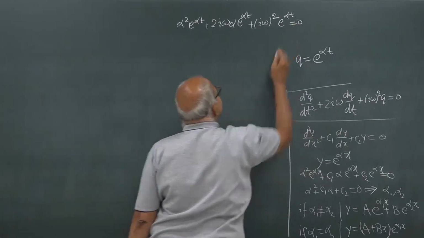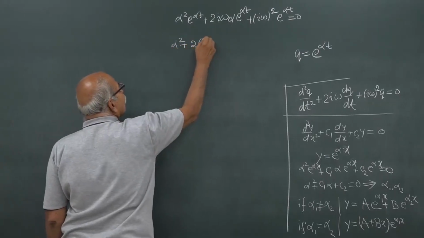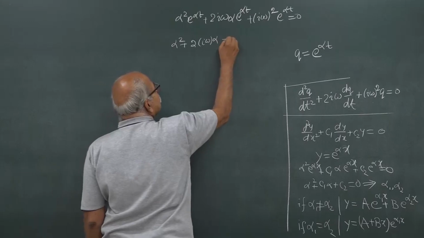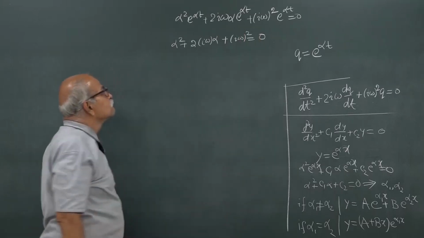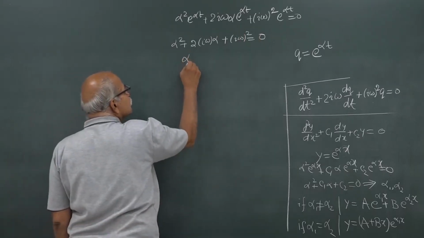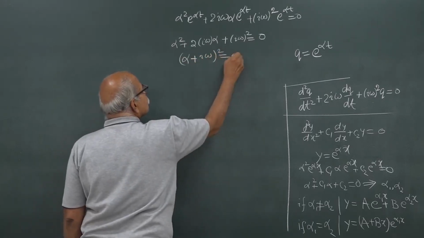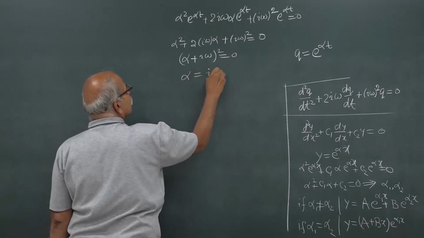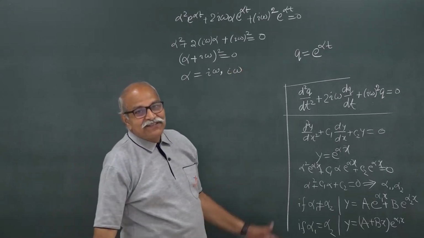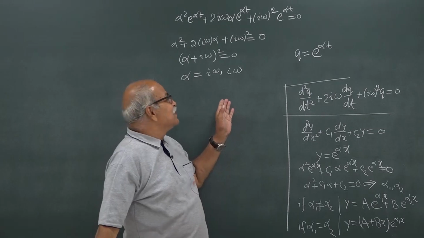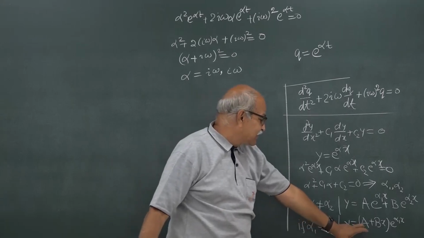So, it gives me alpha square plus 2 times i omega times alpha plus i omega square equal to 0. And that means alpha plus i omega whole square is equal to 0. So, alpha is equal to i omega, i omega. Okay. So, the two roots of this quadratic equation are equal, and therefore, I have to use this recipe.